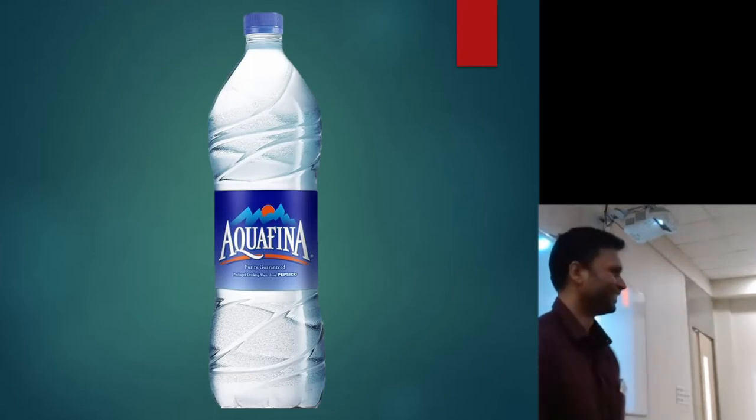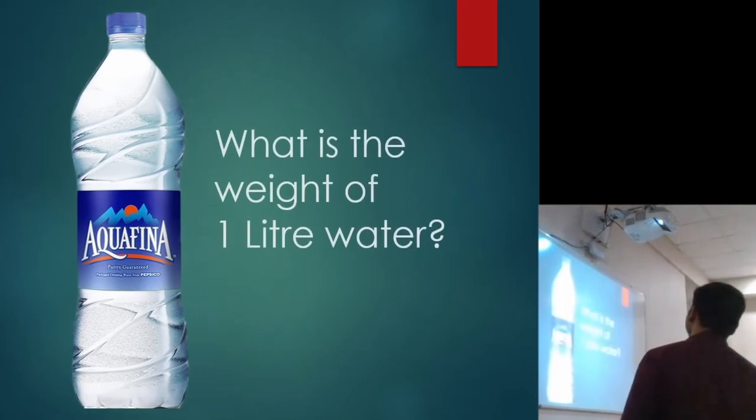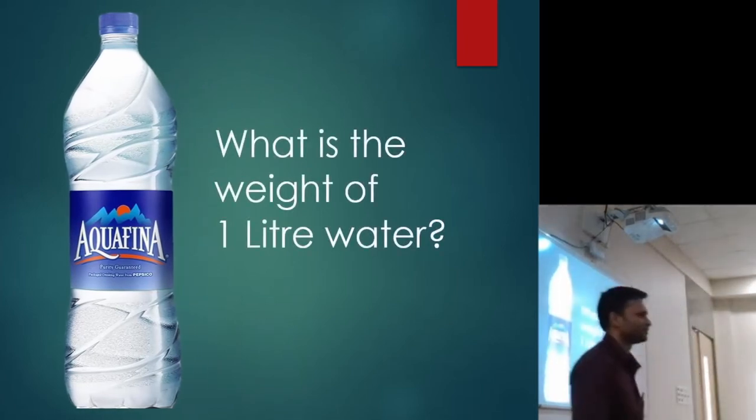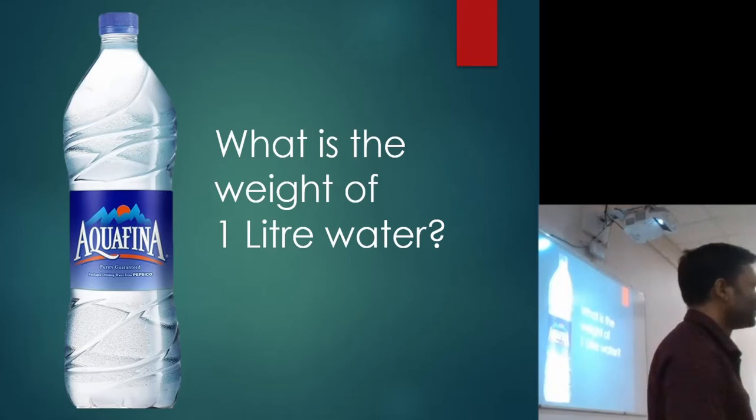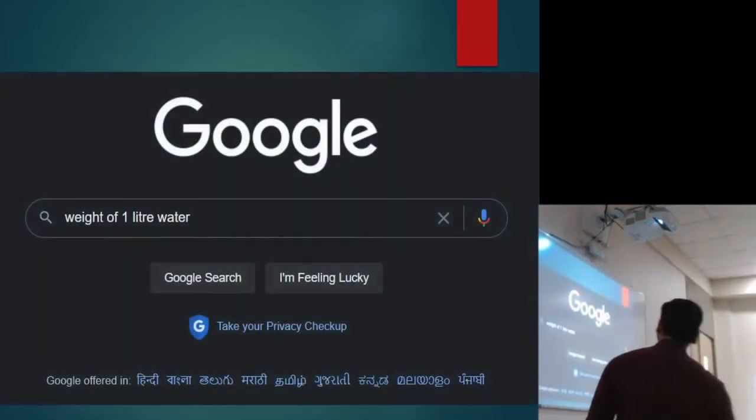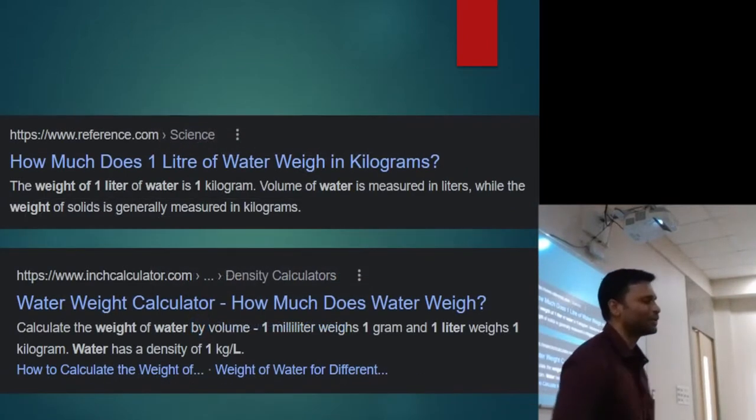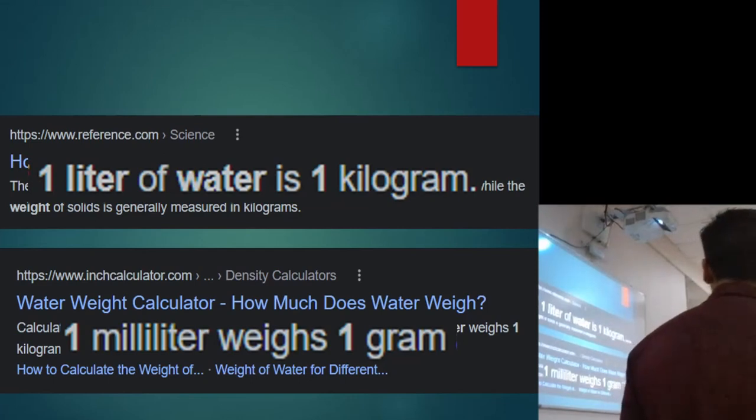ये क्या है? It is water bottle, Aquafina. So tell me, what is the weight of 1 liter water? सच में नहीं पता है? 1 kg, yeah. So 1 liter water weighs 1 kg. अगर आप गूगल करोगे weight of 1 liter water, you get this answer. 1 liter is 1 kg or 1 milliliter is 1 gram.